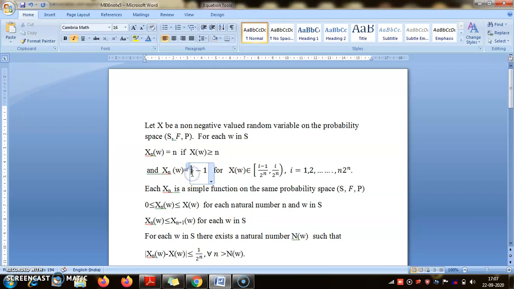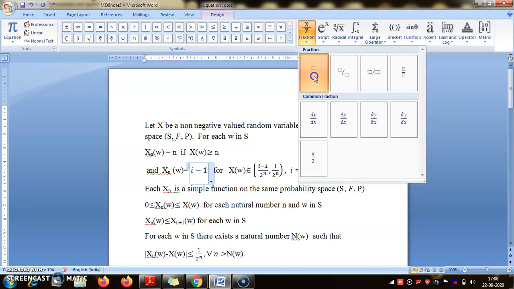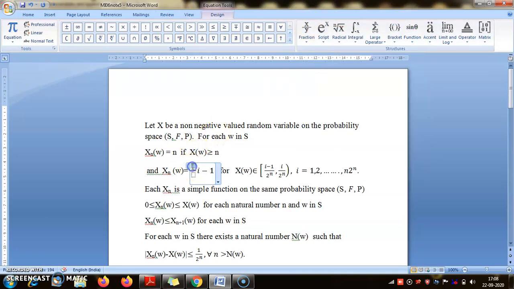So in whichever subinterval X(ω) is contained, we take the endpoint. Here there is a typo, so this should be the right endpoint. So I'm correcting the typo. I'm taking the rightmost endpoint of this interval, so this value is to be the value of Xn(ω).